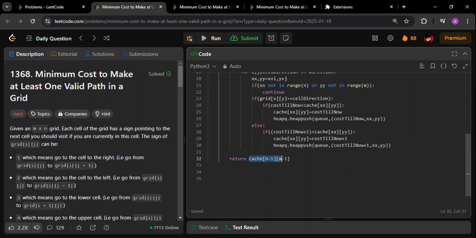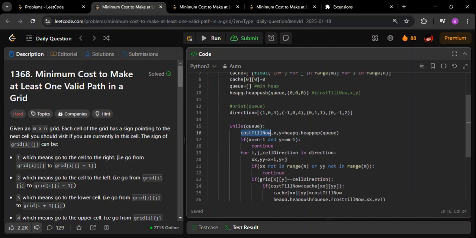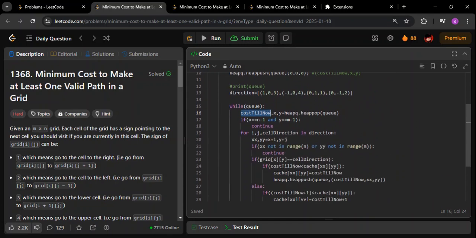And this part is same. We are returning the cache value of n minus 1 comma n minus 1. So remember, friends, one more thing that I want to tell you: since we are following the heap, the heap will always give you the minimum cost till now. So the idea here is once you reach n minus one, m minus one, you can basically break also. I'm telling you this from my experience. You can even break the code and return the value of cost till now. You can try that. That should also work because that is going to be the minimum value that you can reach.